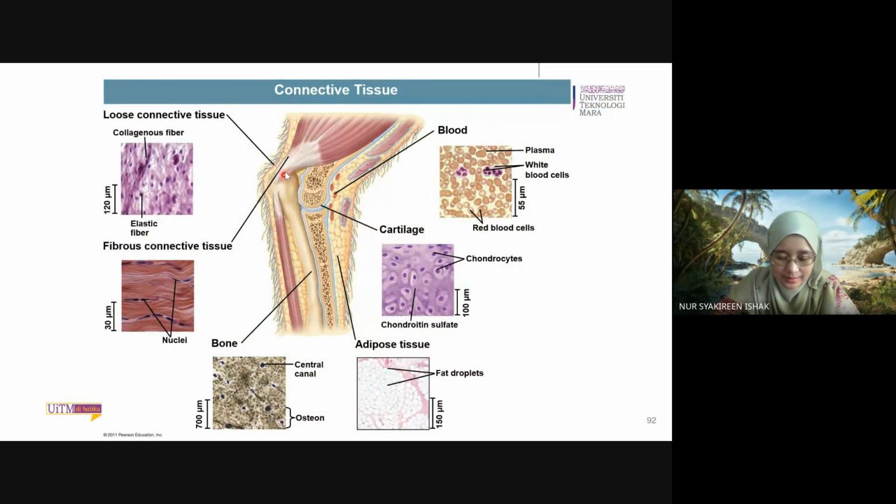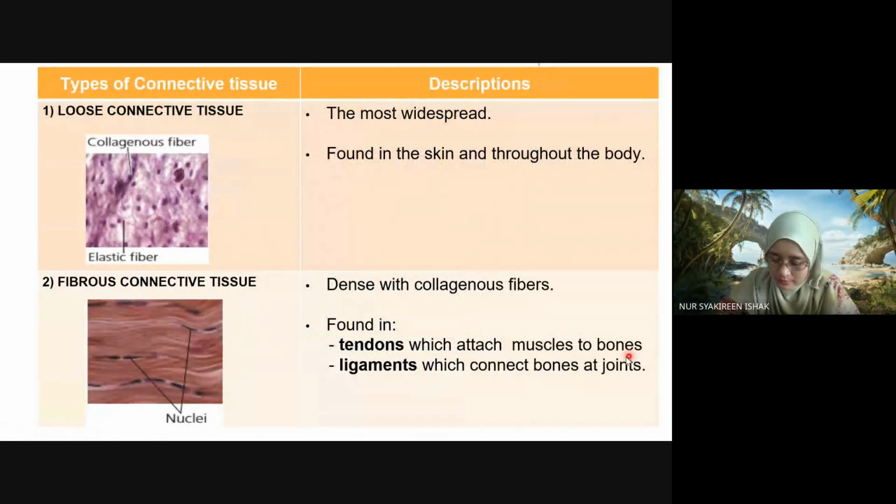Tendons, muscle to bones. Okay, so here is the tendon, and then from bones to bones, which connects the bones at joints, that is the ligaments. So the tendons and also ligaments are made up of fibrous connective tissues.